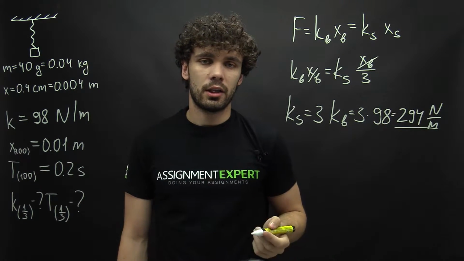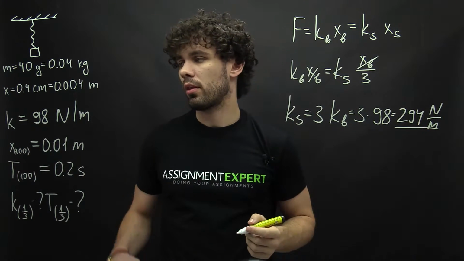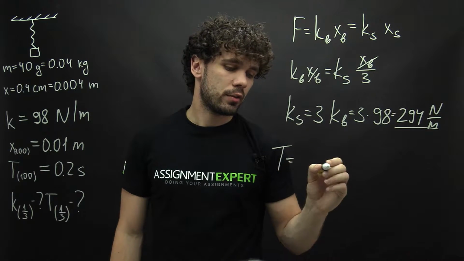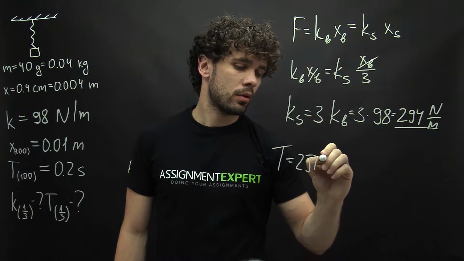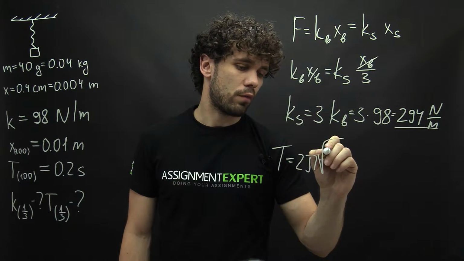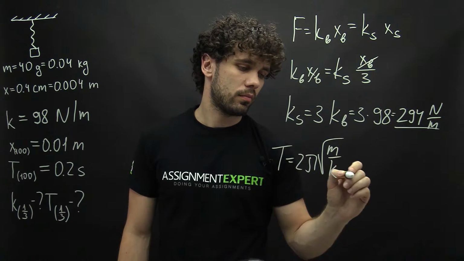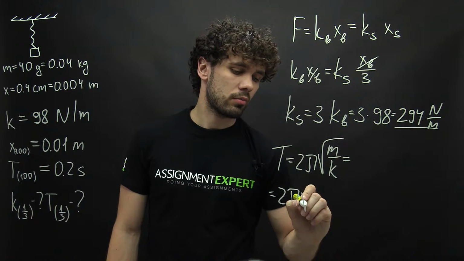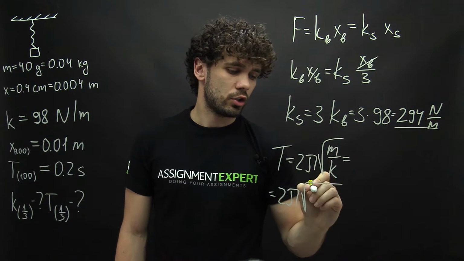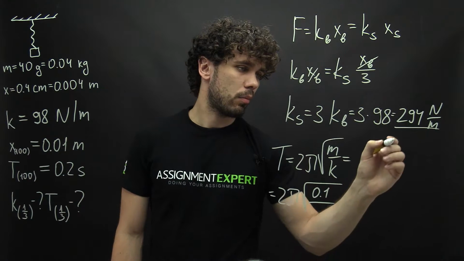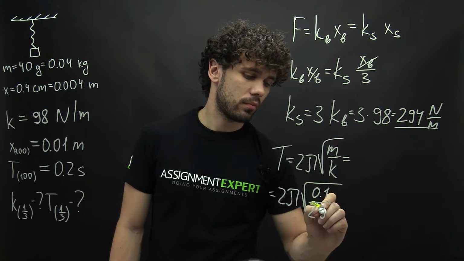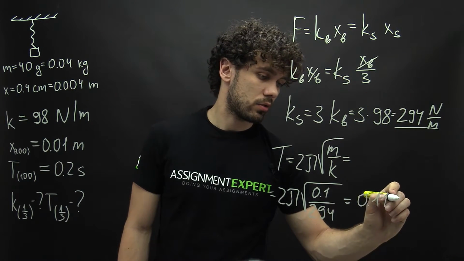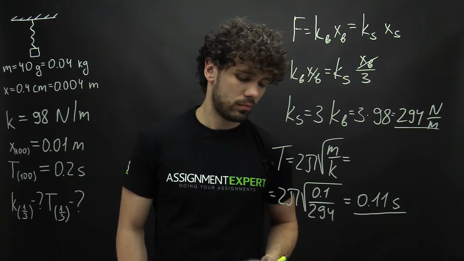Now let's find the oscillation period for 1/3 of the spring with the load of 100 grams. We will use the same period formula, 2 pi times the square root of m over k. But this time we have 2 pi times the square root of 0.1 divided by 294. And this gives us 0.11 seconds.